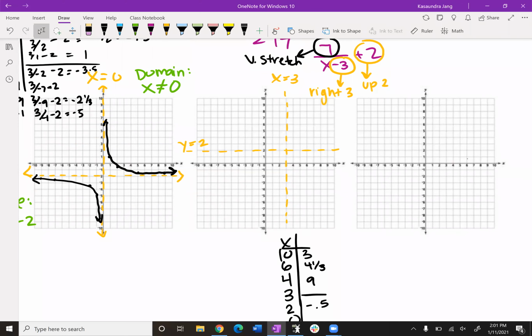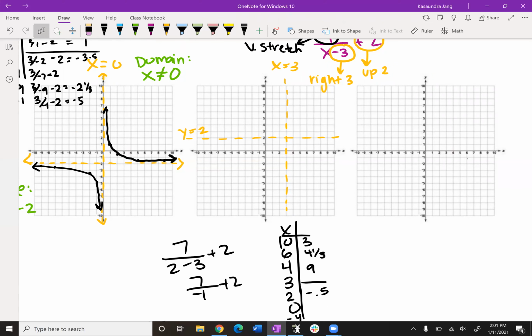Wait, hang on, 2 minus 3 is a -1. So wait, hang on, let me see that 2 real quick. 7 over 2 minus 3 plus 2. So it's like 7 divided by a -1 plus 2, which 7 divided by -1 is -7. And -7, oh, I think we just don't need the decimal. -7 plus 2 is a -5. So I think it's just straight up -5. We just didn't need the decimal there.